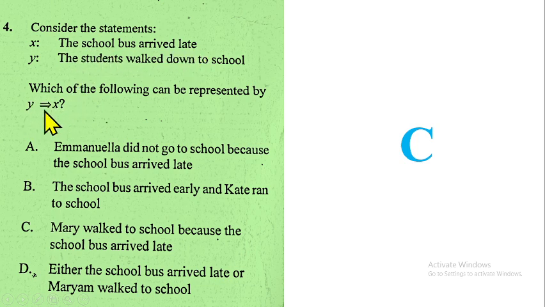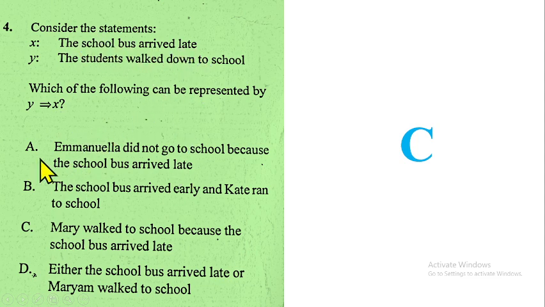This one-headed arrow is a connective used for if-then. So it's one of the connectives that we have in a statement or logical proposition. If Y, then X. If the student walked down to the school, then the school bus arrived late.